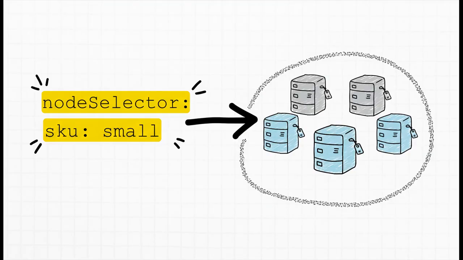And this right here is where the magic happens. Look at this little piece of YAML. It's just one field, nodeSelector, with a simple key value pair. With this single line, you've basically told Kubernetes, hey, listen up. Find me any healthy node out there that has the label SKU set to small, and go run my pod there. It's so elegant and so powerful.